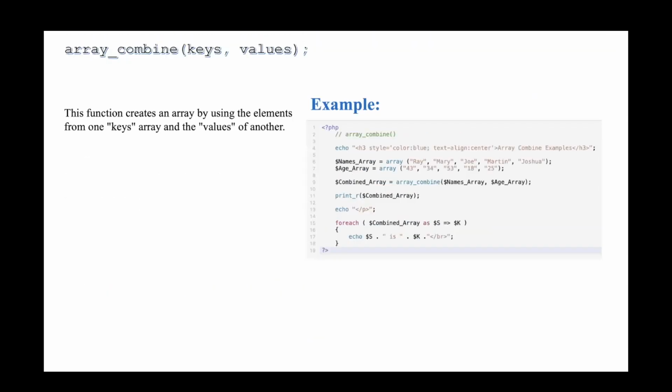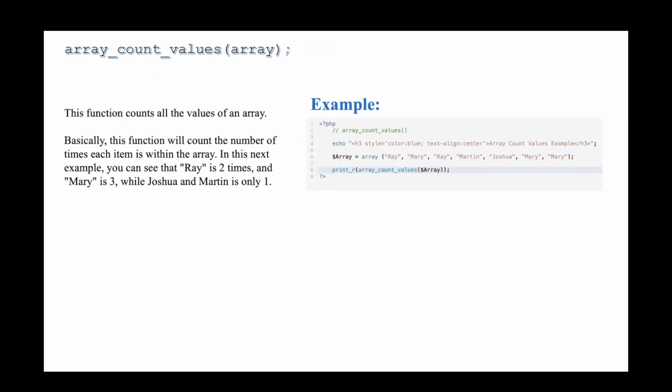The array_combine creates an array by using one array for the keys and another array for the values. If you look at the example, we have the names array, and then the ages on the second one, the age array, and I can combine them, and it'll make a combined array with both of the values.